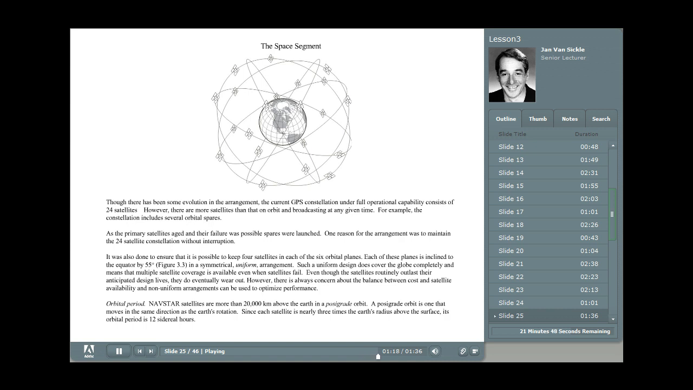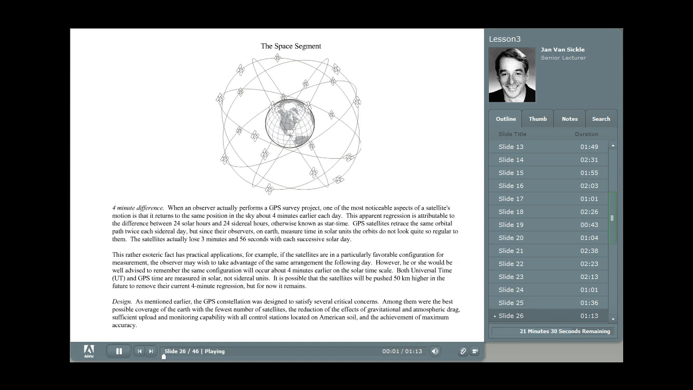Now, one of the things that's been very good about the GPS system is that the satellites have tended to outlive their design life. They have done very well in lasting longer than they're generally thought they would. This is sort of a mixed blessing, which we'll talk about in a little bit.